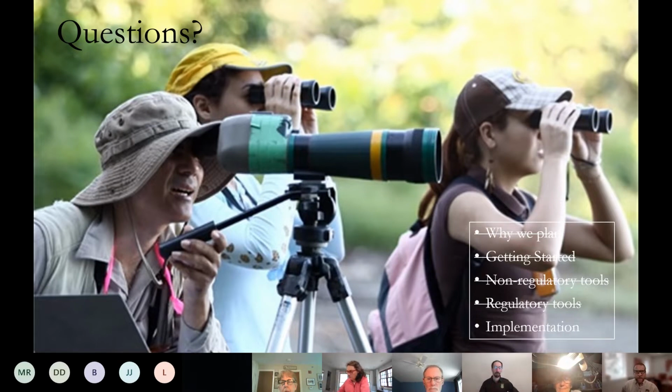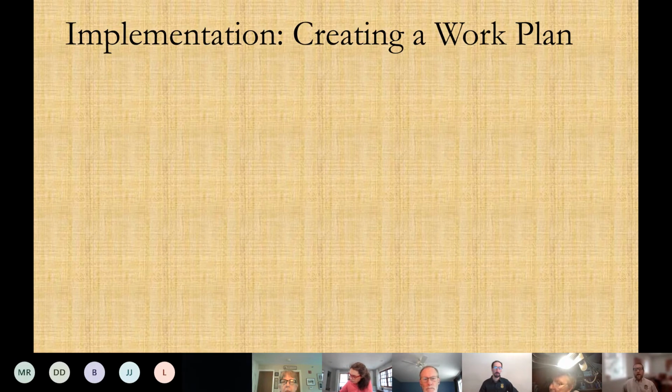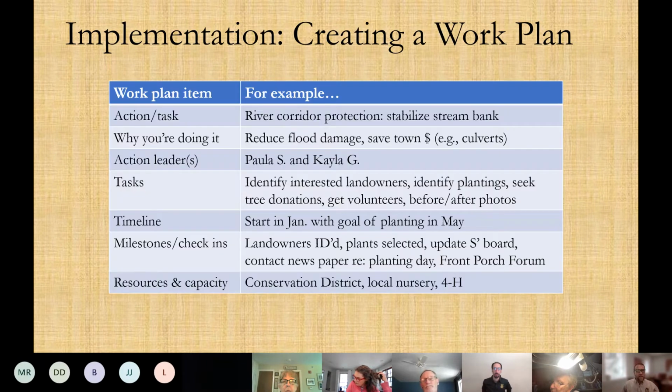Thanks. All right. So we're talking about implementation now. Remember, we made that matrix of all of the possible tools, and then we selected a suite of tools. Now, the next step is really to implement that. And I just want to show you this. It's a way of taking a big idea like river corridor protection, right? And breaking that up into pieces.